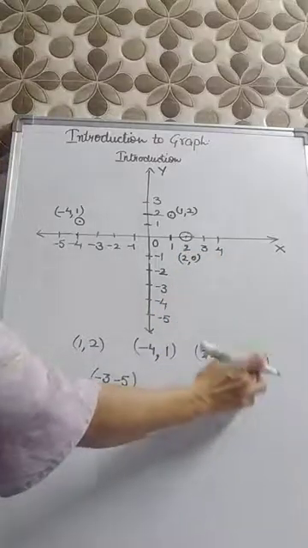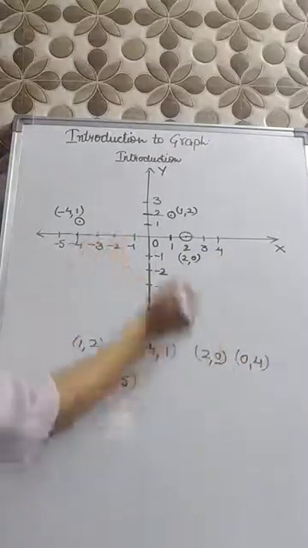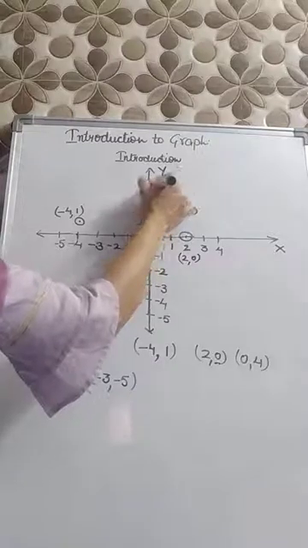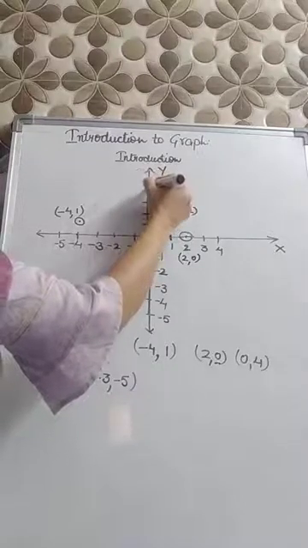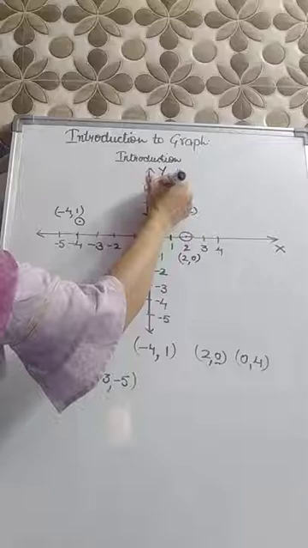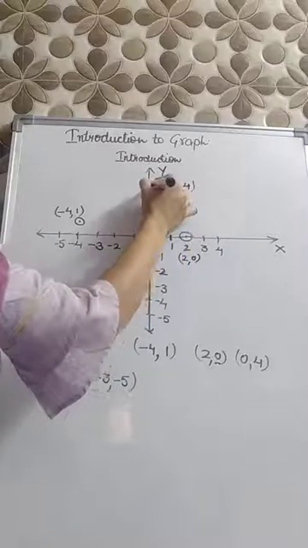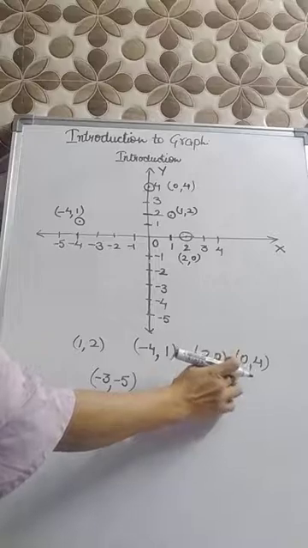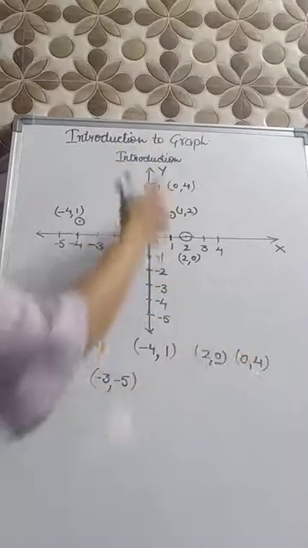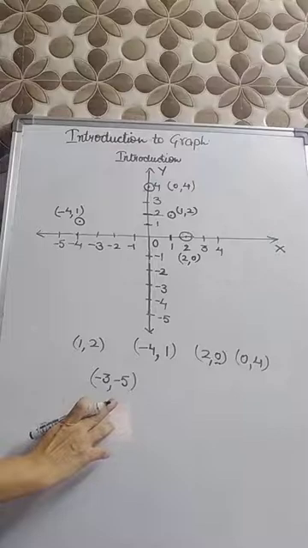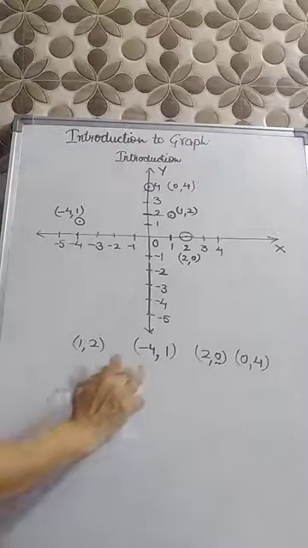Next 0 comma 4. X is 0 and y is 4. The 4 on the y-axis is here. So you will put the circle over this point. So 0 comma 4 is this point because the x coordinate is 0, so it will definitely lie on your y-axis.